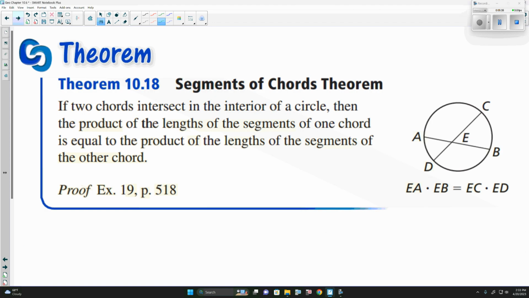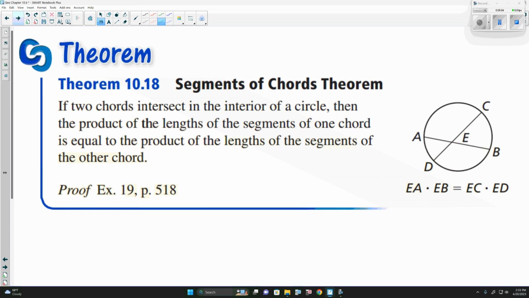Now, 10.6, the first theorem we have is this one here. This is the first theorem that we have that actually talks about length. Because we've talked about degrees, angles, degree measures. Here, we're actually talking about the length of the lines, the length of these chords.